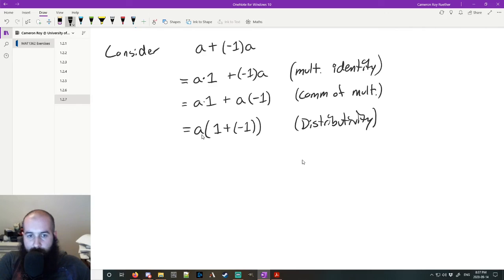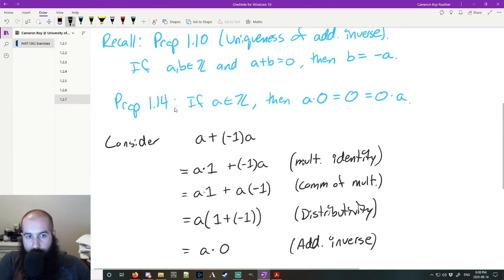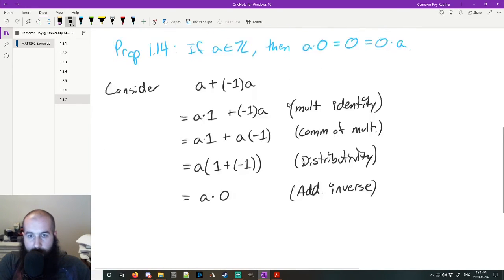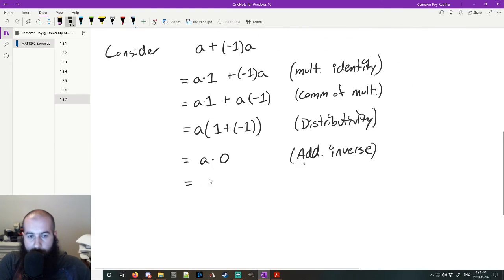So now that we've undistributed a, in the brackets here we have 1 plus negative 1, which we know by the additive inverse axiom is equal to 0. And so, using proposition 1.14, a times 0 is equal to 0. Which means now we've proved that a plus negative 1 times a is equal to 0.